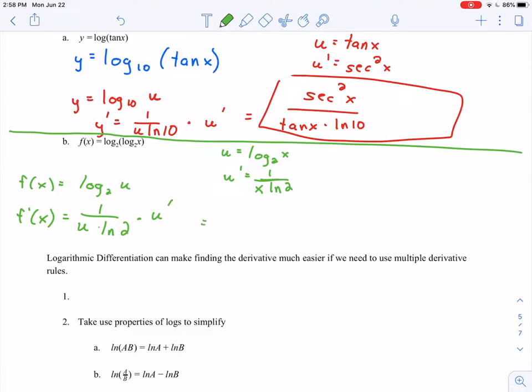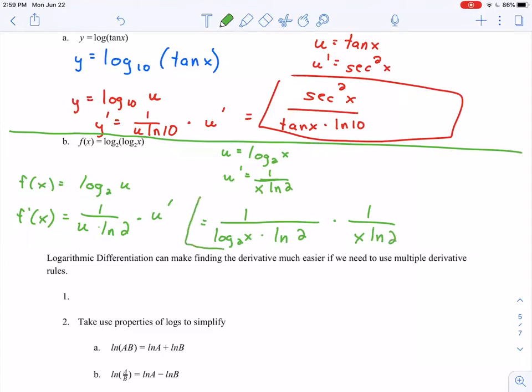And then, okay, now we can simply take our u and our u prime and plug that back in for f prime of x. The most difficult part of this problem is done. So let's see, 1 over u is log base 2 of x times natural log of 2, times u prime. What is u prime? Well, that's 1 over x times natural log of 2.